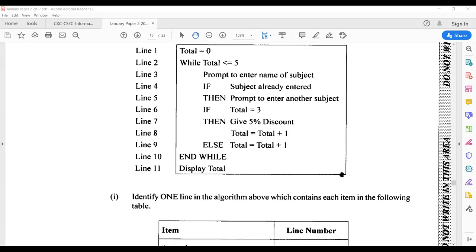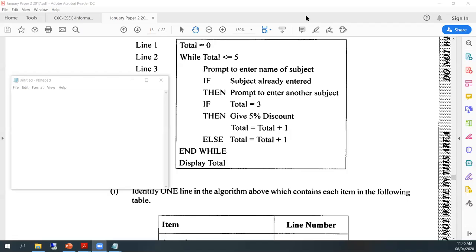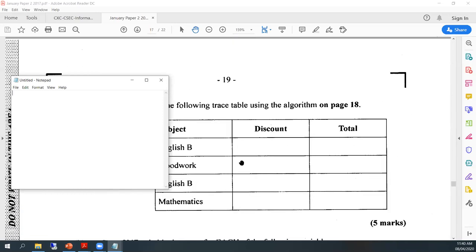Let me try to share this in a different way. There's a notepad together with the question. You all see that here? Everybody see that? Yes, sir. Okay, so let me just write this out here to add some visual.